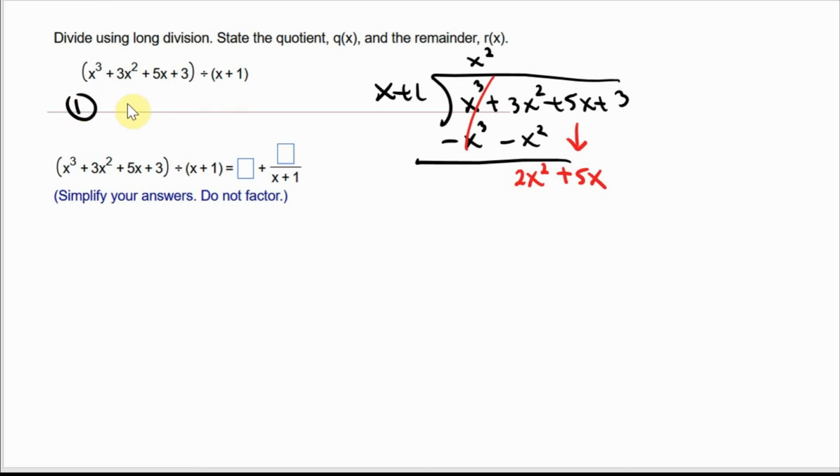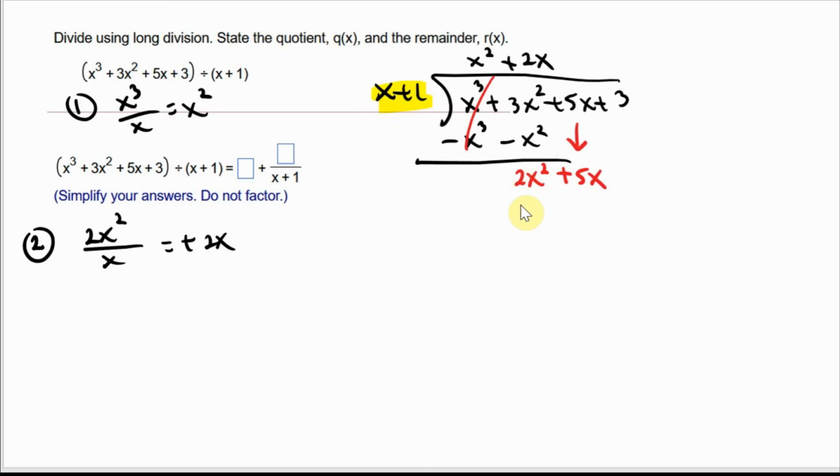So first we divided x to the third by x. It gave us that x squared. Put that up there. And then secondly, we're going to divide 2x squared by x. So we get plus 2x. So we'll put a plus 2x there. Multiply 2x times this binomial. So we get 2x squared plus 2x. Draw a line, subtract. This becomes negative, this becomes negative. They cancel out. We have here 3x. Bring down the next term.